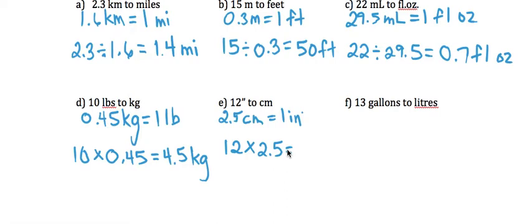And multiplying those two numbers together gives me 30. So 12 inches is approximately the same as 30 centimeters.